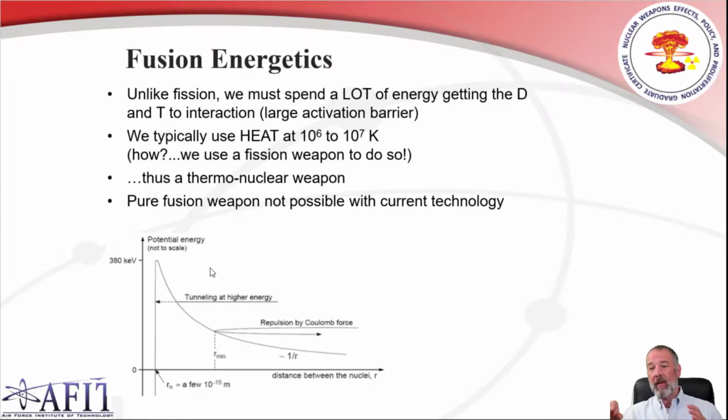Now, I have this little diagram here at the bottom. It's also in the lesson notes. And what you'll notice is that the top of the barrier, in this particular case, is right up here at about 380 keV, which you would think means I have to put 380 keV into the system before the two nuclei want to fuse. And you would be correct, that's technically how it would work.